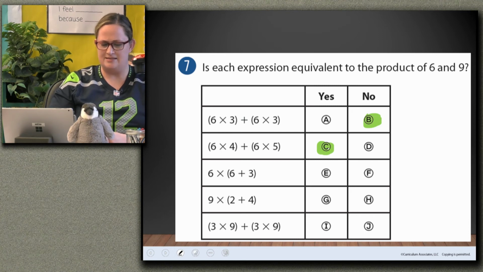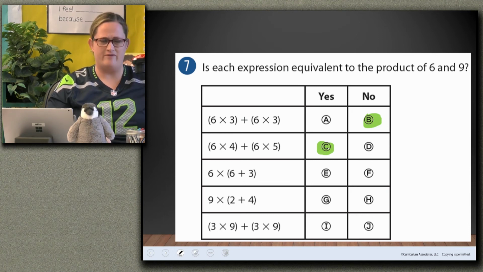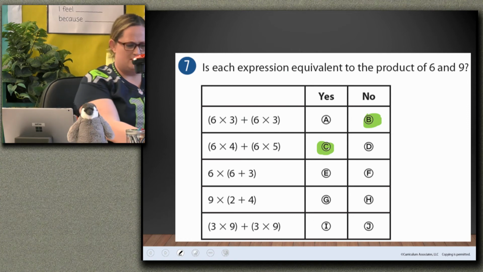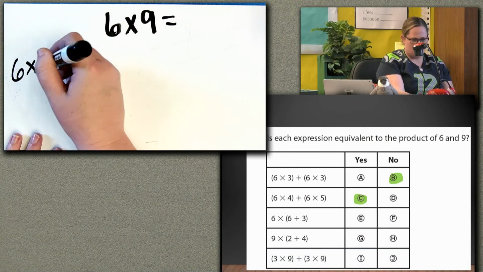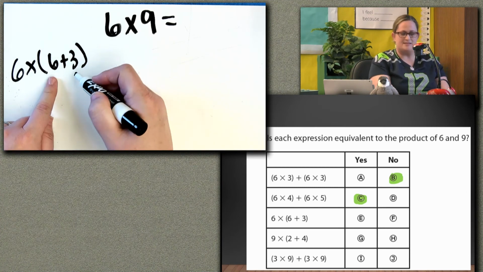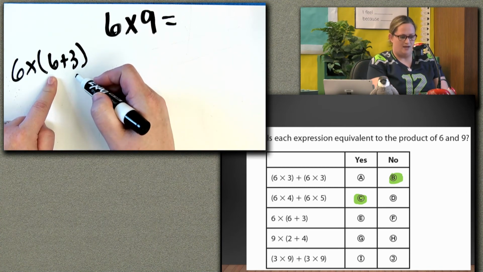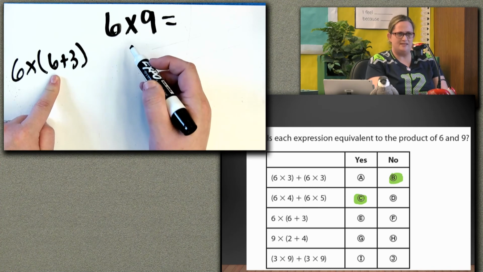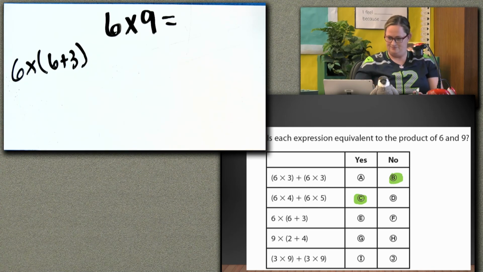Okay. 6 times 6. Mr. Kevin, can you show the whiteboard? Let's work this one out. 6 times, we broke up the number into 6 plus 3. But what is 6 plus 3? 9. So is that equivalent to 6 times 9? Yes.